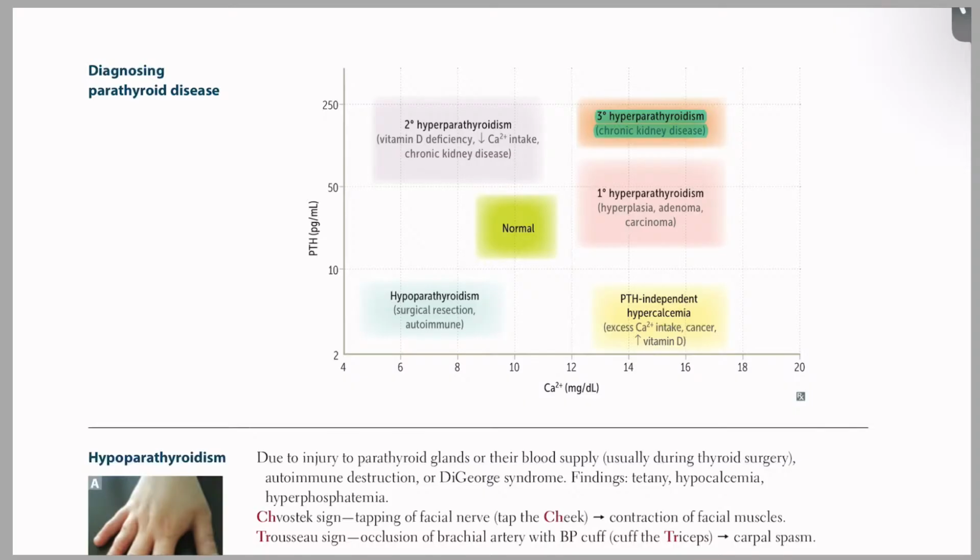Normal PTH is between 10 to 50 pg per ml. Hypoparathyroidism: surgical resection, autoimmune. PTH-independent hypercalcemia: excess calcium intake, cancer, and vitamin D.